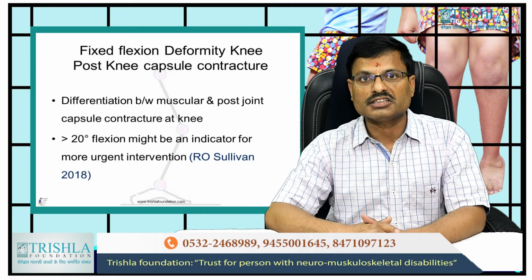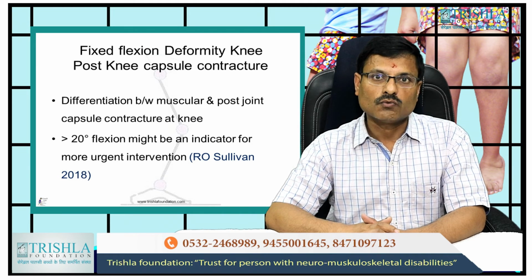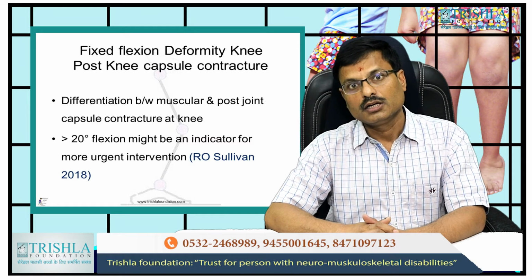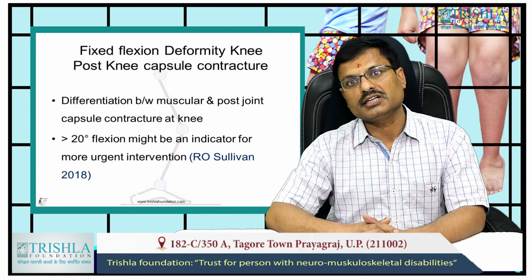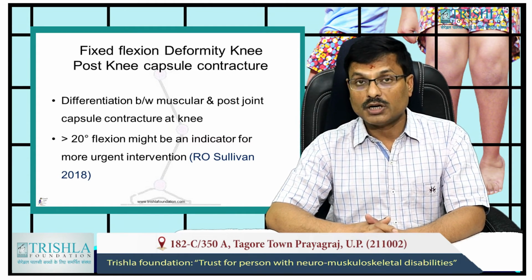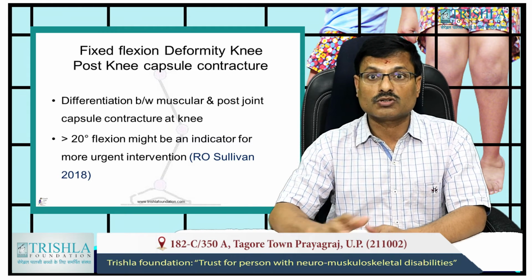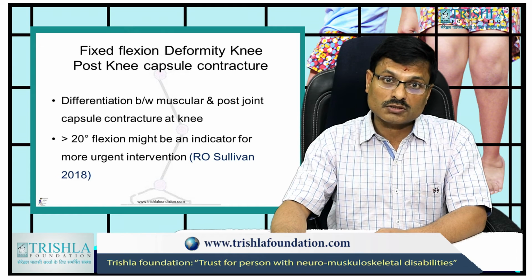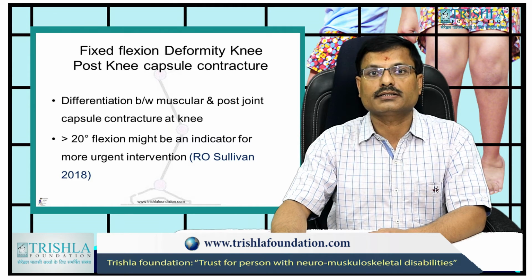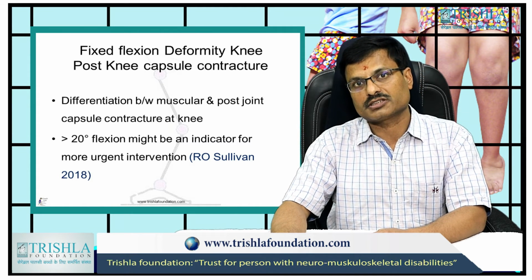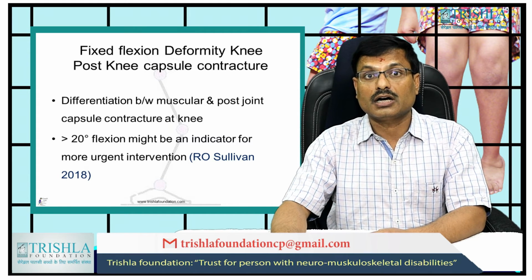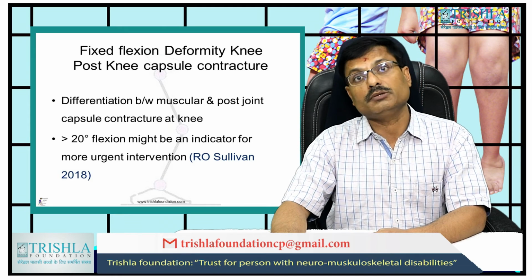The knee is not straightened at all whenever she or he is lying supine. That happens because of posterior knee capsule contracture. But we need to differentiate between muscular and posterior joint contracture. As you know, more flexion might be an indicator for more urgent intervention. If there is more than 20-degree flexion contracture, they are going to progress very fast.